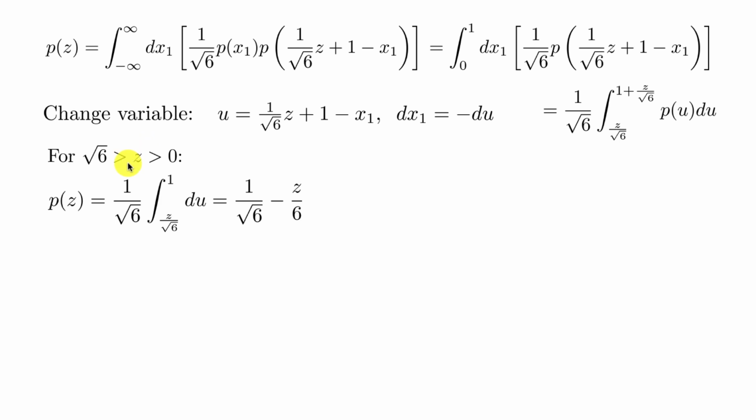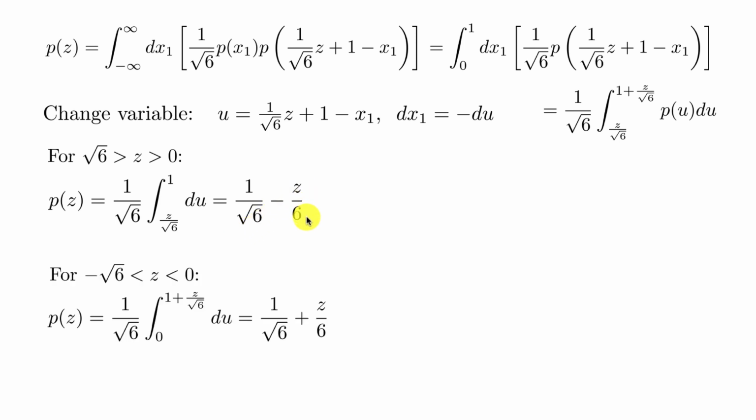For values of z that lie between 0 and square root of 6, then p of z becomes this integral from here to 1. And this is a trivial integral to do. It's simply equal to this, 1 over square root of 6 minus z over 6. On the other hand, I can take z being between 0 and minus square root of 6, in which case I get p of z equal to this.